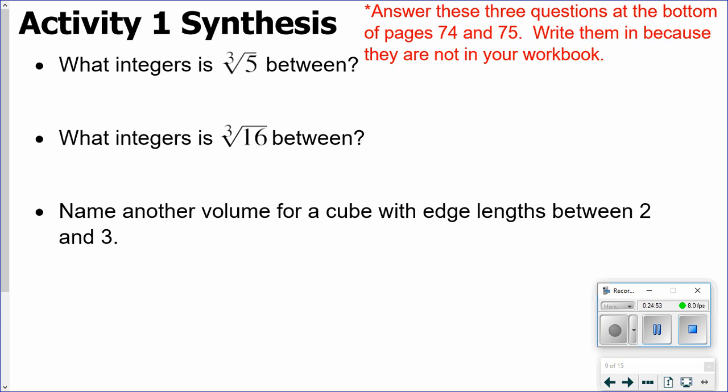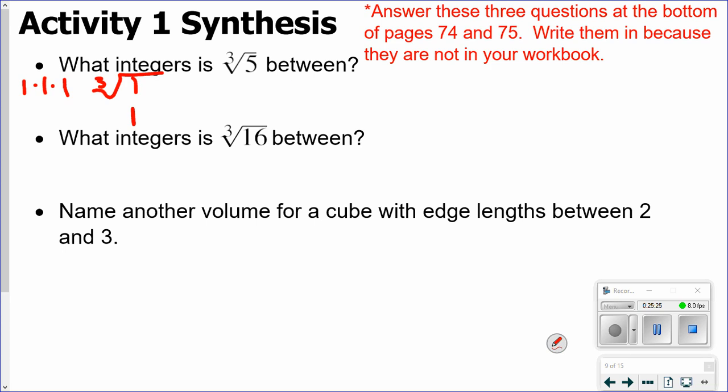What integers does the cube root of 5 fall between? Again, I know there are not three numbers that are exactly the same that I can multiply by themselves to get to 5. So I'm going to start with some small numbers and work with that. I know the cube root of 1 is 1 times 1 times 1, right? So that'll work as a surrounding integer for the cube root of 5.